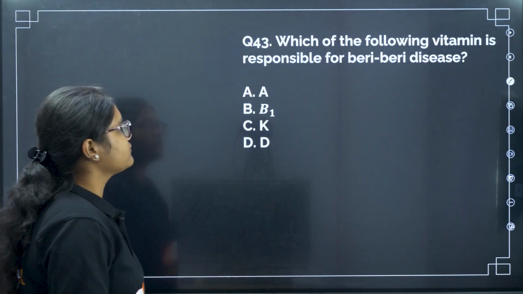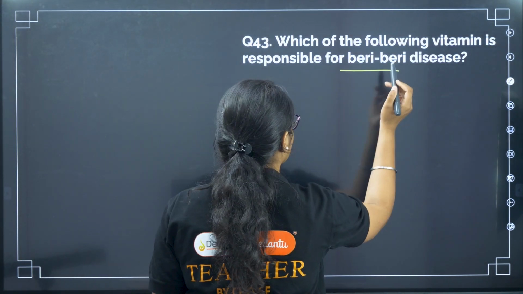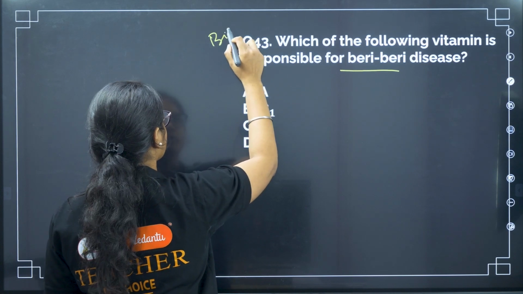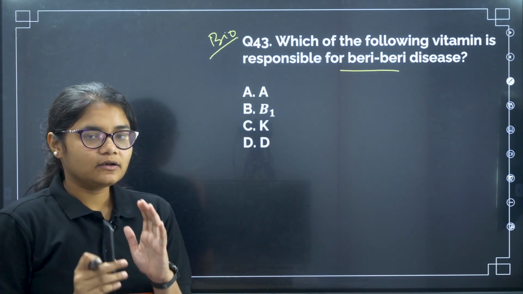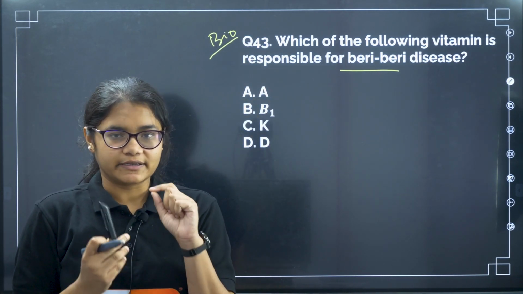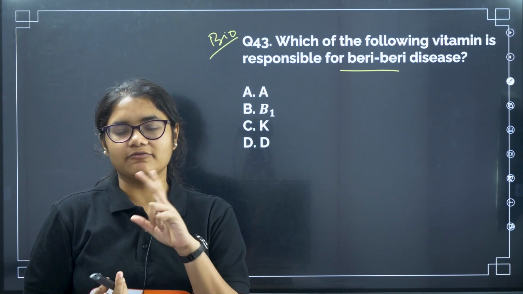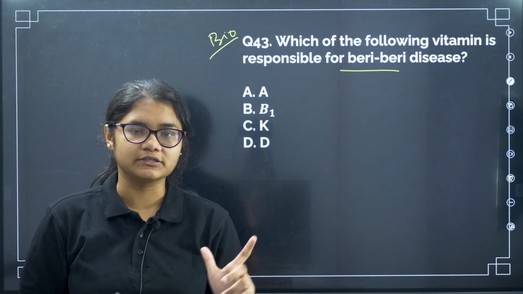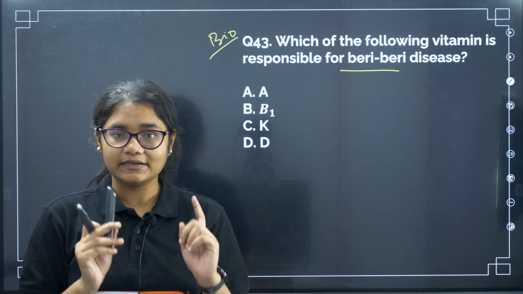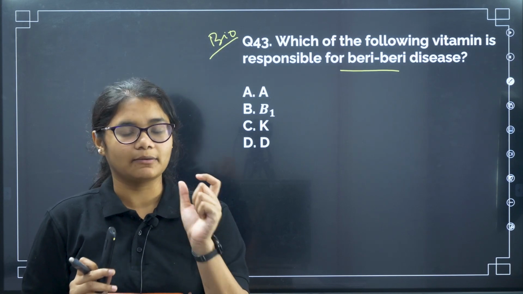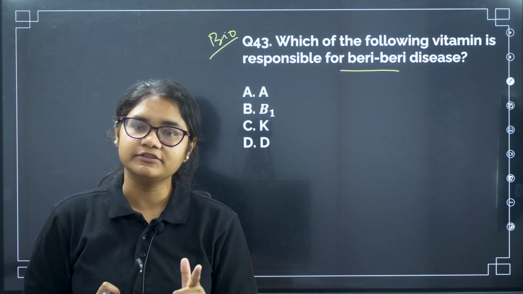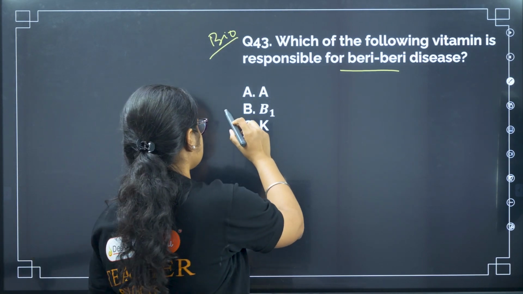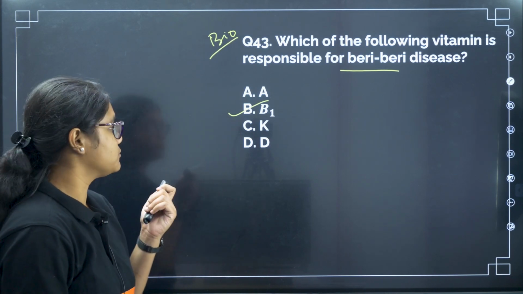Next question, which of the following vitamins is responsible for beriberi disease? This question is from biomolecules. From the vitamin content, you will definitely be asked questions on deficiency diseases, and from the hormones part, the functions will definitely be asked. So please read the table carefully, remember all the vitamins and their deficiency diseases. Beriberi is caused by vitamin B1. So the correct answer is option number B.